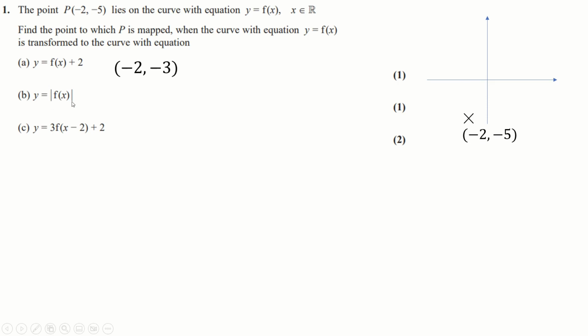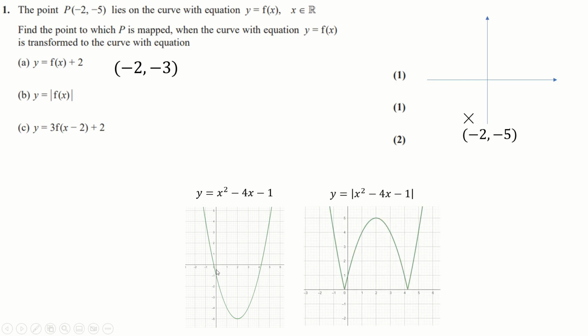This transformation here takes any part of the graph that's below the x-axis and puts it above the x-axis. So for example, this one here, these two bits don't change, but this bit goes over the axis like this. And look here, this point 1, -4, became a 1, +4. So the x-coordinate stays the same as it reflects upwards, that's still a -2.